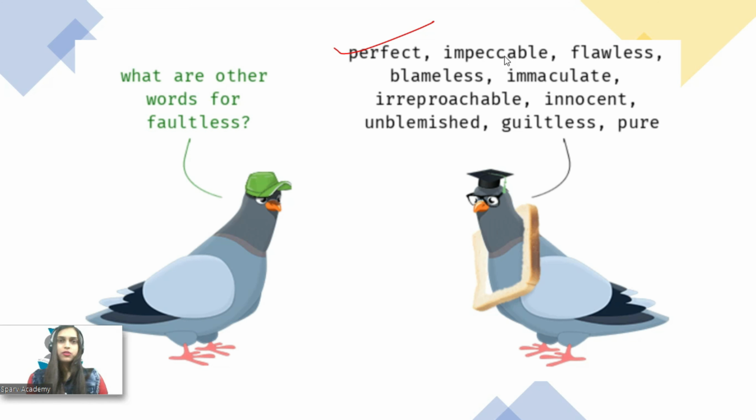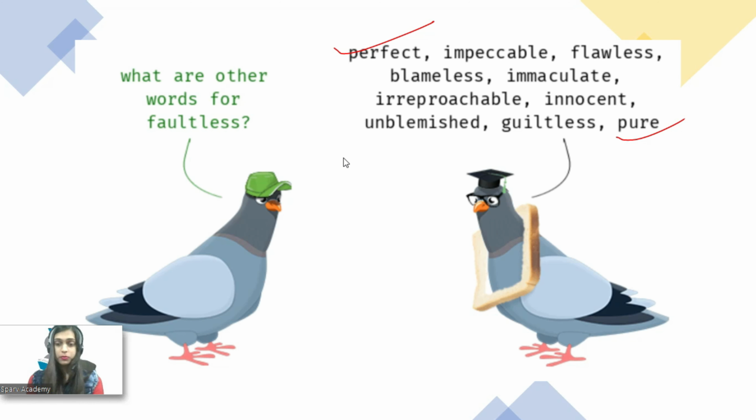Impassable is also a word, but it does not start with the letter P. Flawless, blameless, immaculate, irreproachable, innocent, unblemished, guiltless, pure. Yeah, you can consider both of these right: faultless and pure.